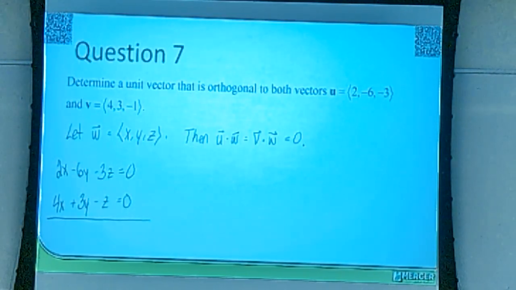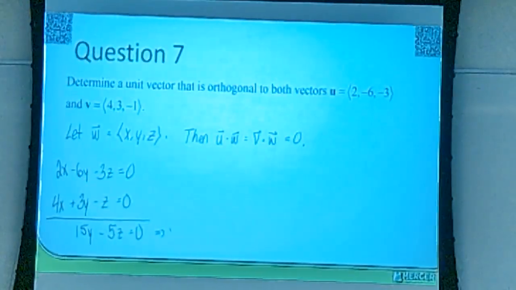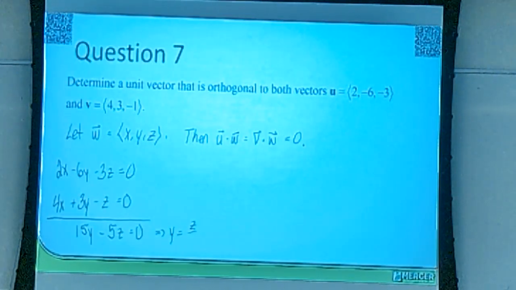-2 times 6 is -12, plus 3, 15y. -2 times -3 is 6, minus 1. And then, of course, that's just going to be 0. 15y minus 5z is 0, which makes y equal z over 3.